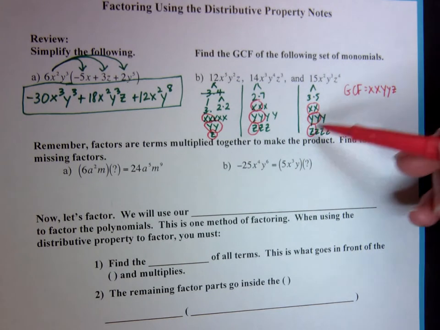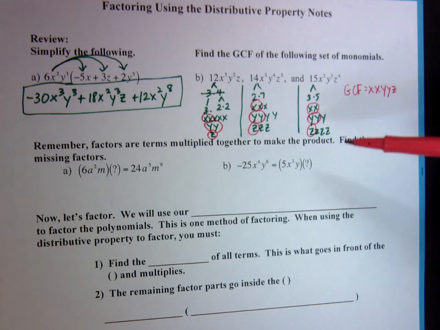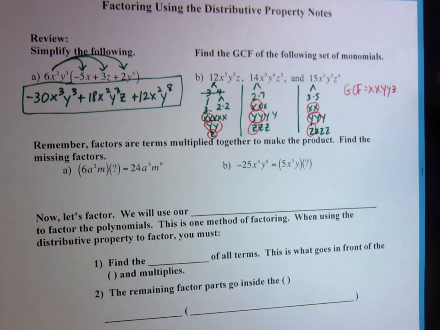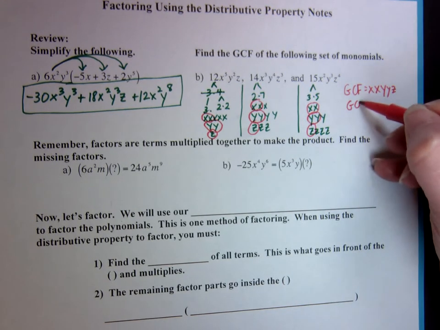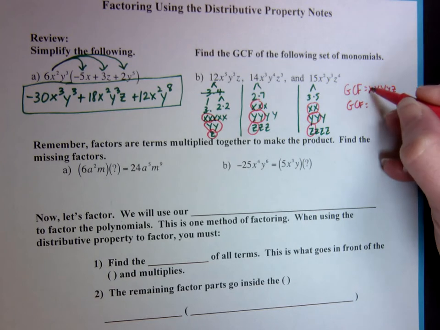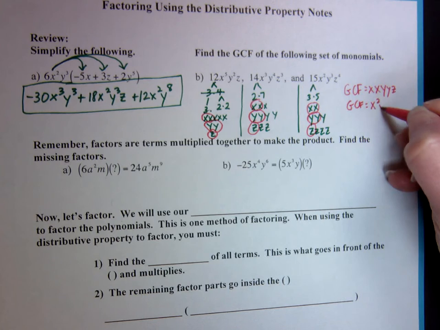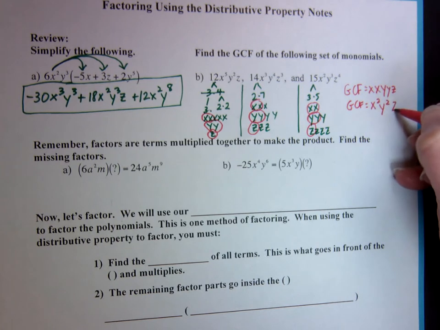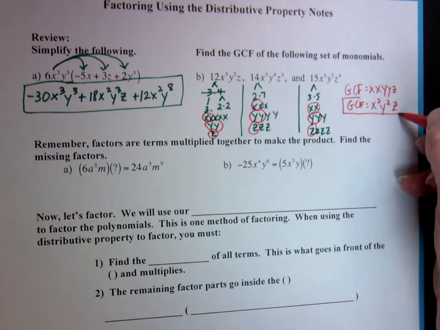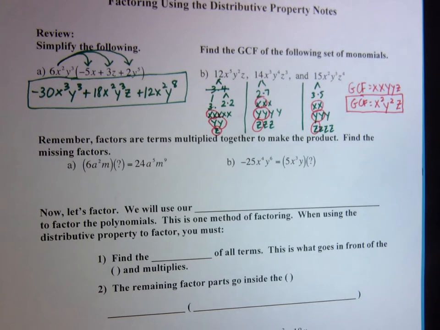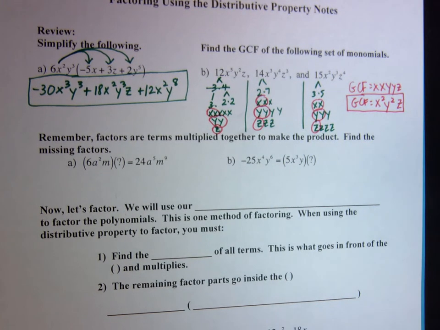And as long as you're circling them as you go, that will help you for what we're doing today. So the greatest common factor here would be, how do we write x times x? X squared, y times y, y squared, and then just z. That is our greatest common factor. Okay. Now let's look at the next part.